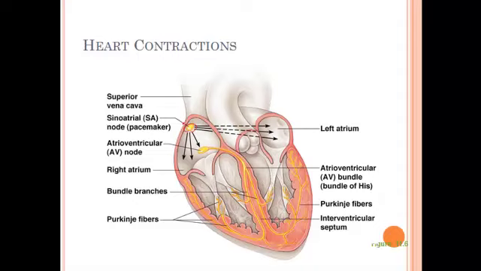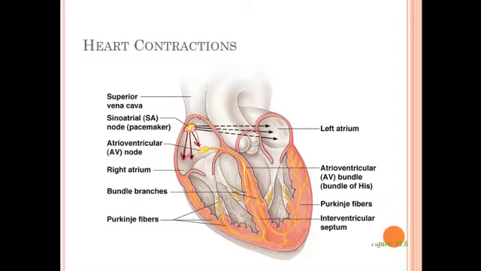So notice how the signal is leaving the SA node and it's fanning out through the atria. It's also going to the left atrium as well. And so as this happens, the muscle cells are going to depolarize and they're going to contract. This is going to signal them to all contract at the same time. So both the left and right atria contract at the same time.